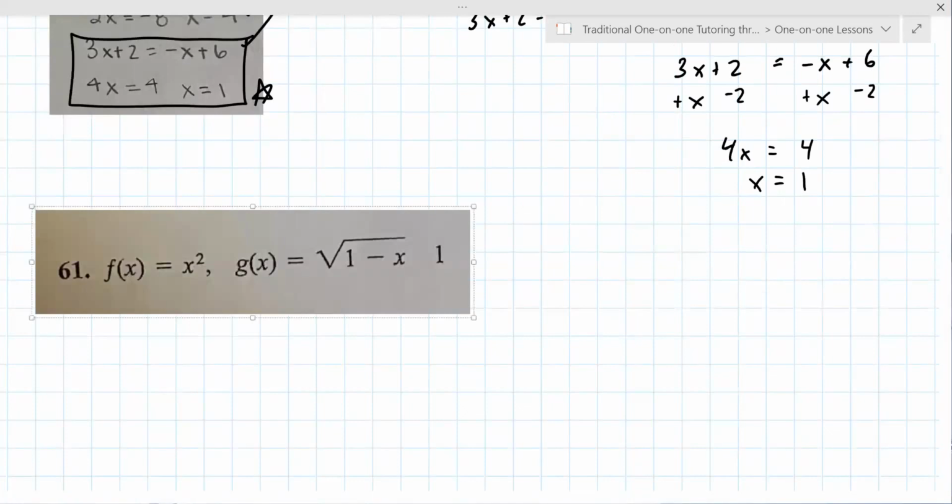All right, and then part A. Part A is to do f bubble g of x. Let me snip that in.